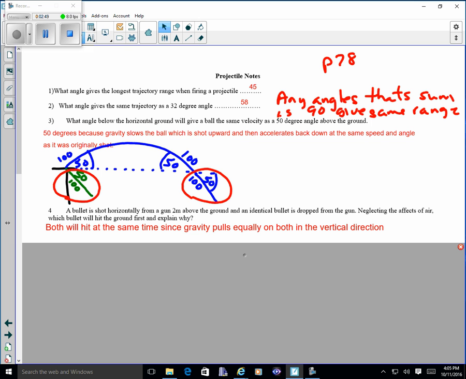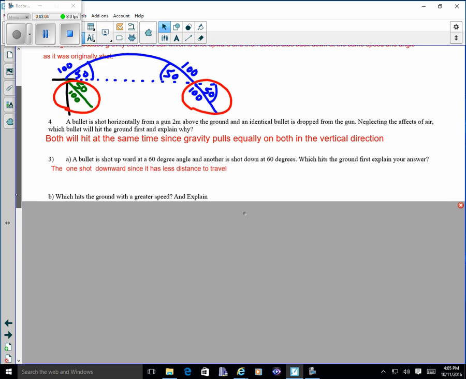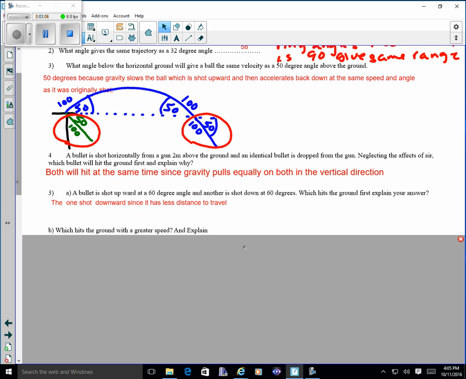Number 3, sort of the same thing, actually it's number 3 twice. A bullet shot upward at 60 degrees, another shot down. Which one hits the ground first? We'll use common sense for this. So if you go back up to the first number 3, which I sort of skipped around, we're going to come back up to this. The one that's going to hit the ground first is the green one here, because it has less distance to go. Okay?